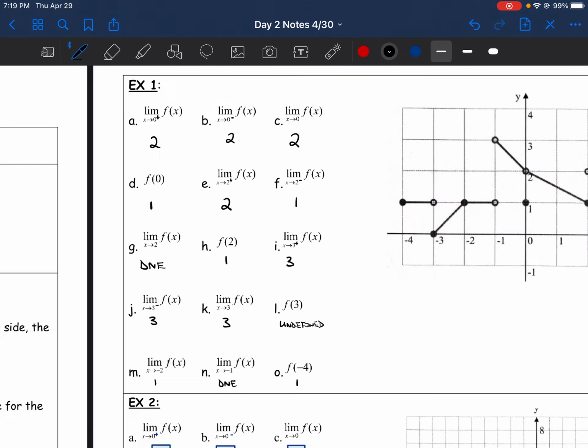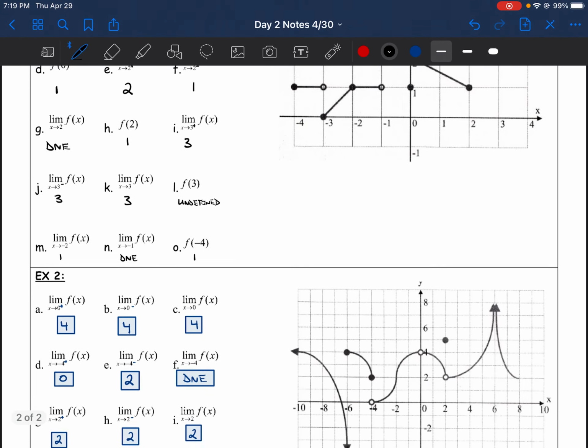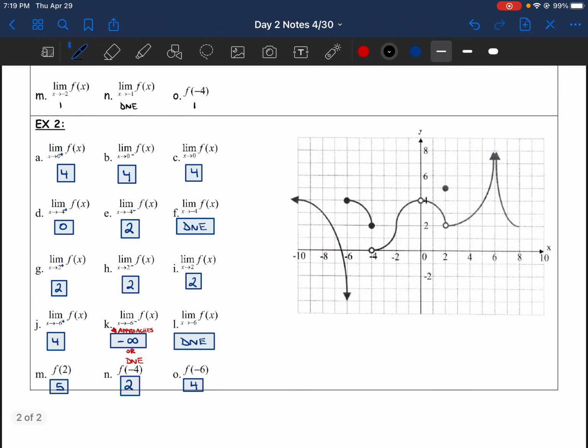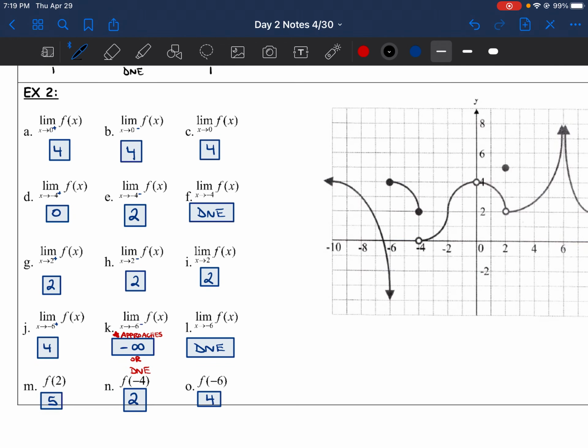I would encourage you at this point in the video to go ahead and pause it and try example 2. And then, once you've tried those examples, unpause this video and check your work. But I'm going to go ahead and scroll down to example 2. Again, go ahead and make sure that your answers are correct with what you've tried.